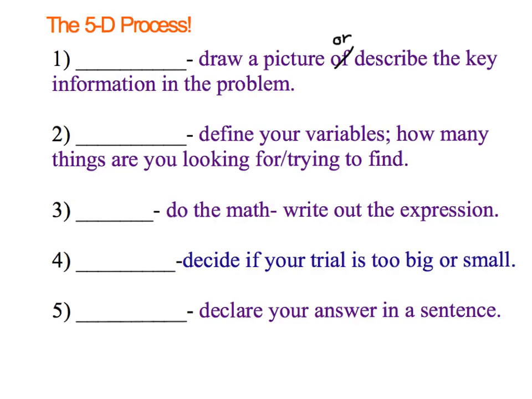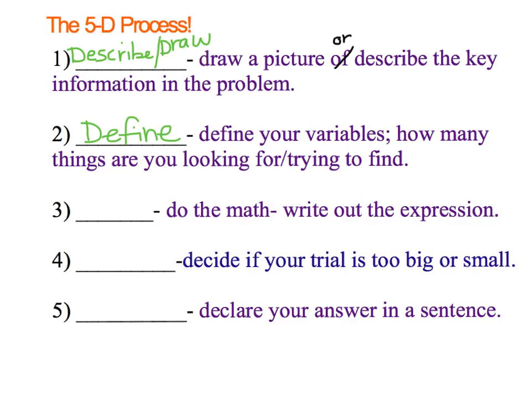Step number 1 is called describe or draw. So, in this first step, you're going to draw a picture or describe the key information in the problem. I'll show you what that means when we do our first problem. Step number 2, after you draw a picture to kind of help you, is you're going to define your variables. So you're trying to figure out, how many things am I trying to figure out? 1 thing, 2 things, 3 things. So that's step number 2.